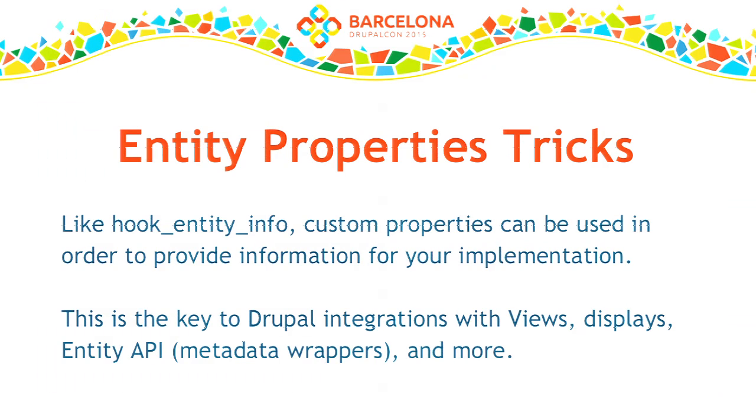So to sum up, hook entity info, just like that, custom properties can be used to provide information for your implementation. This is the key to integrations with views, displays, entity API, such as metadata wrappers, and whatever other modules you're going to need to integrate.